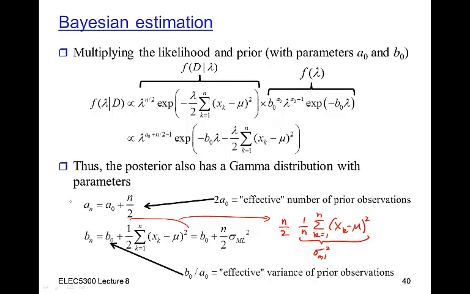observations. So then here you can see a0 is updated by half the number of observations, so a0 itself can be kind of interpreted as being half the number of effective prior observations, or 2a0 is equal to the effective number of prior observations. And if I divide this thing by n divided by 2, I get the variance of the data. And so by analogy, if I take b0 and divide by a0, I kind of get a measure of the effective variance of prior observations.